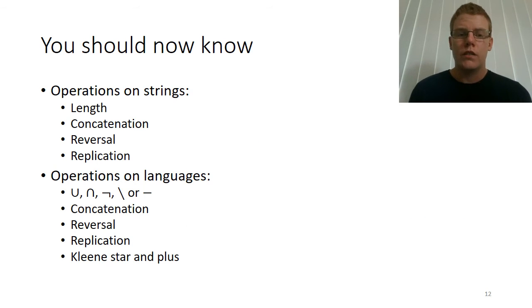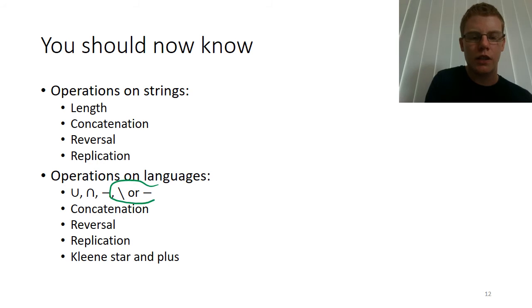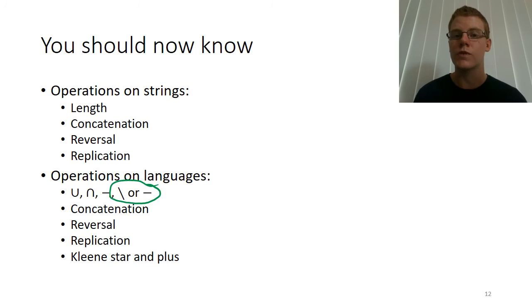So there was a lot in this video, but what you should understand from now is operations on strings, such as the length, concatenation, reversal, and replication operators. And you should also understand the operations on languages, including the basic set operations, such as union, intersection, negation, and set difference. So I'll just highlight that these two things really mean the same thing. They're both just different symbols for set difference. We can also talk about other operations on the languages that we just defined, which are the concatenation, reversal, replication, and the Kleene star and plus of languages.